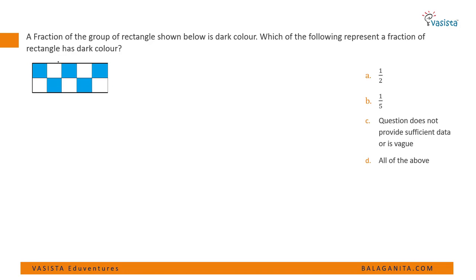The question: what exactly is the fraction of the rectangle shown below that is in this dark color? Which of the following represents the fraction of the rectangle that is dark colored? As I told you, a fraction is represented as a numerical value. It's not a number, it's a numerical value. It is always represented in terms of a fraction, either 1 by 2 or 3 by 5 or something like that.